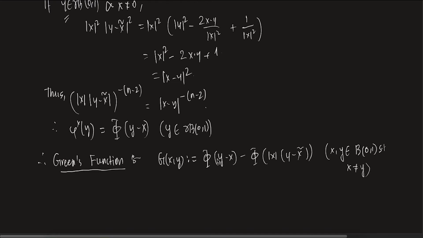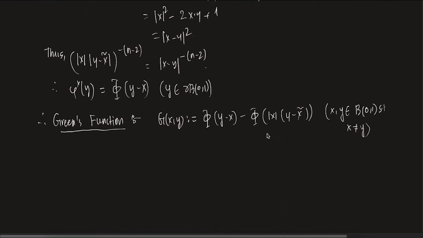Is this clear? You see, the fundamental solution minus phi x of y, that is our Green's function, and phi x of y is essentially the fundamental solution. With respect to the fundamental solution, it is written like this. So the Green's function is in terms of the fundamental solution. So G of x, y is this.